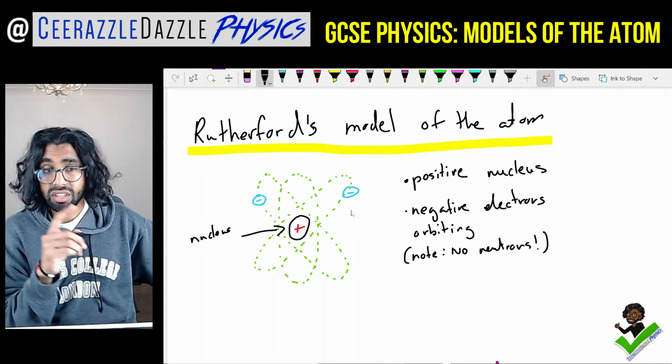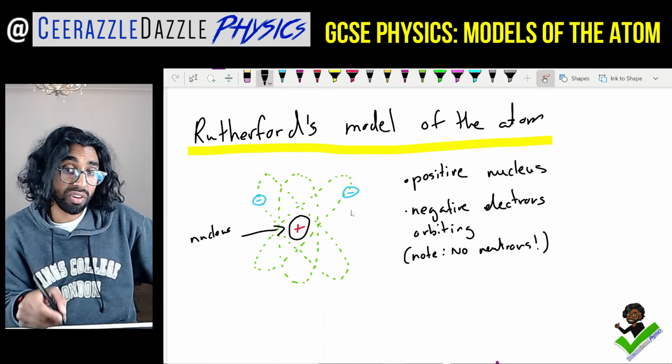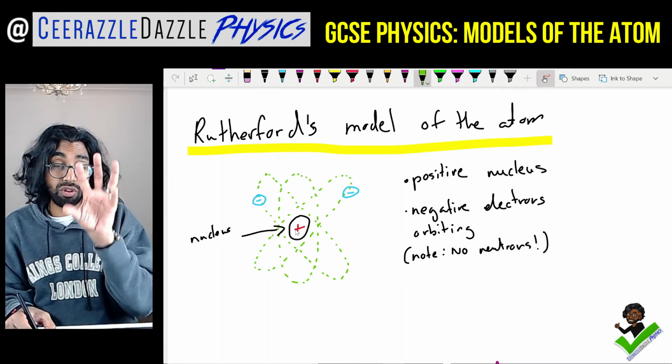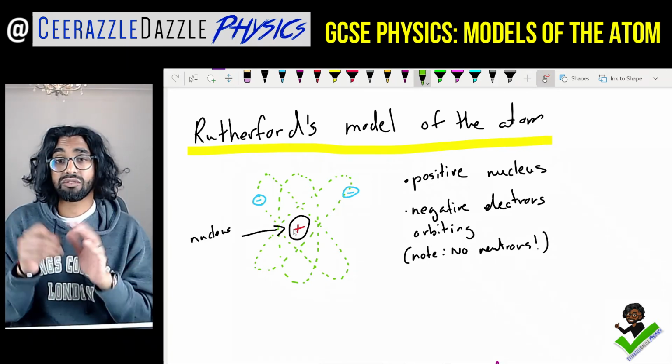Key thing in this, a lot of kids forget and think that neutrons are included in this model, but there are no neutrons at this stage. He just proposed that the nucleus was positive. There's no mention of neutrons at this point. So this is Rutherford's model of the atom.